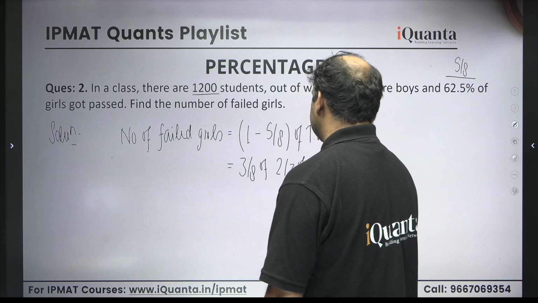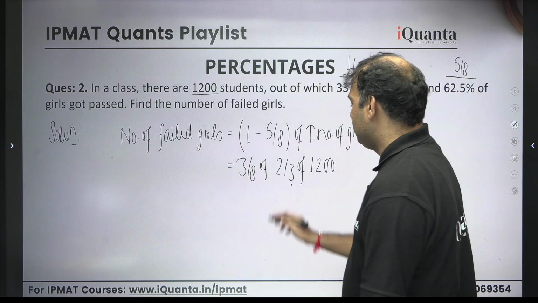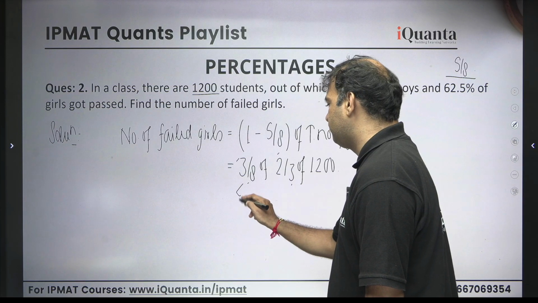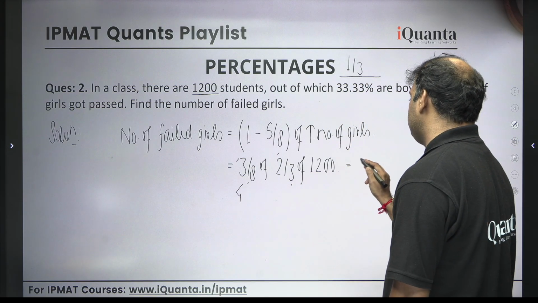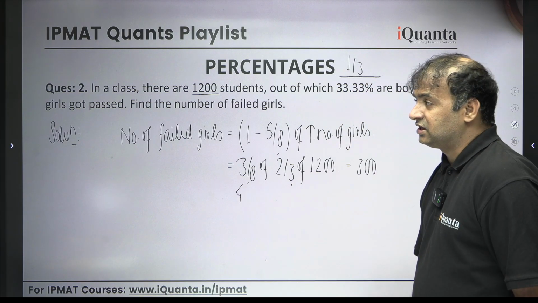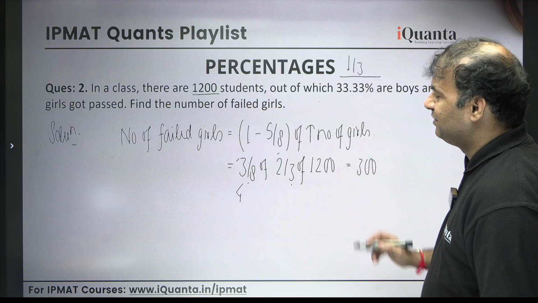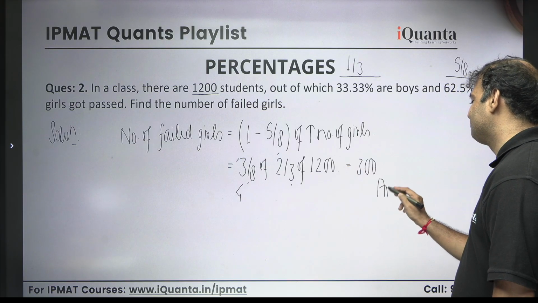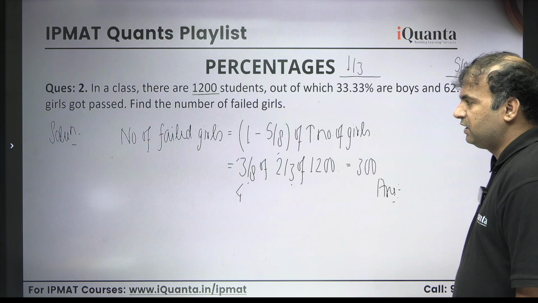Okay, it's a good thing that the 3 got cancelled out, right? And 2 into 8 is like 4 in the denominator, and 1200 by 4 has to be 300. And this is how we can solve this question. The number of failed girls came to be 300, right? I hope you guys understand this.